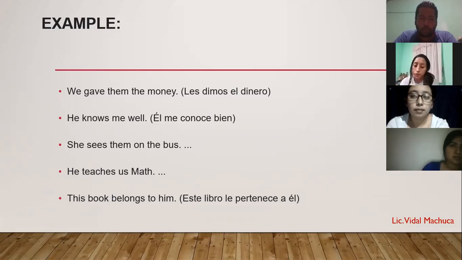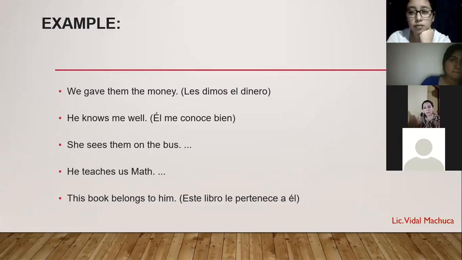Okay, so this book belongs to Xochitl. Okay? ¿Cómo le ponemos ahí un object pronoun, Cermeño? This book belongs to her.